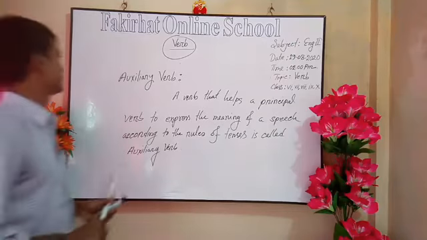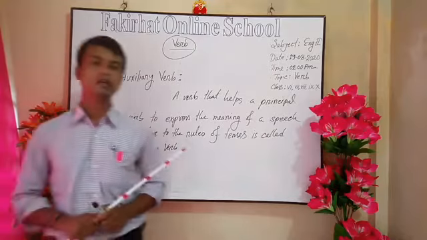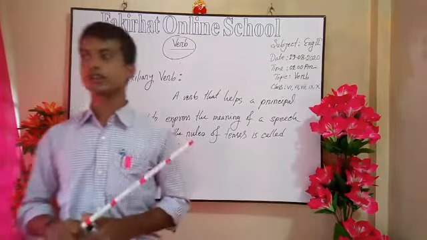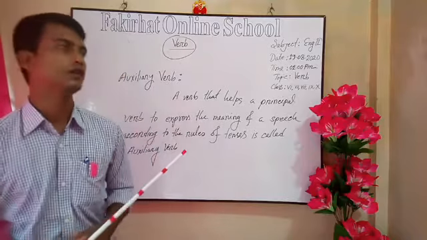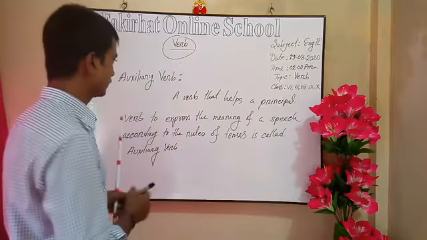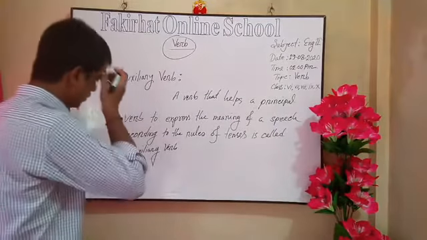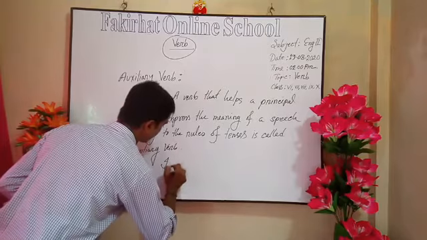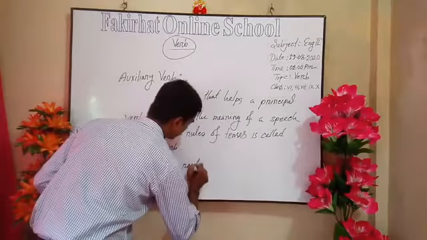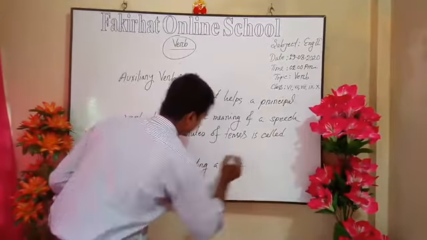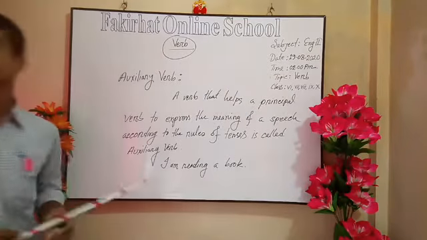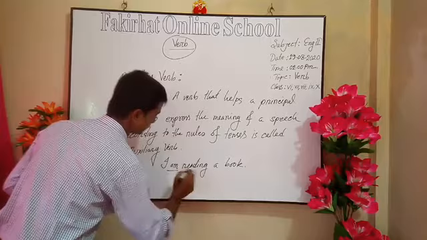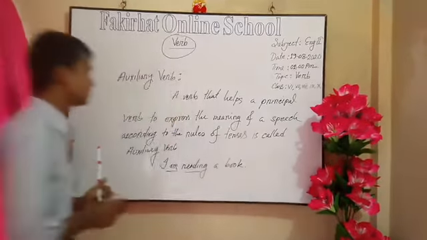So what is auxiliary verb? Auxiliary verb, a verb that helps a principal verb to express the meaning of a speech or a sentence according to the rules of tenses is called auxiliary verb. Now, dear students, look at some examples of auxiliary verb. I am reading a book. In this sentence, I am reading. This is an example of present continuous tense. And here am, this is an auxiliary verb. And this verb is principal verb.